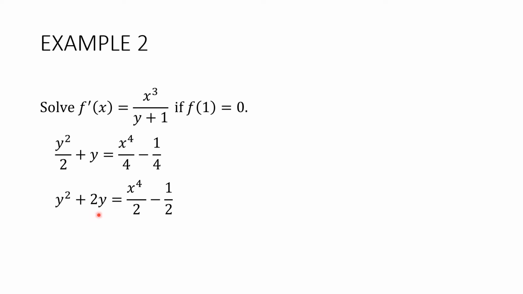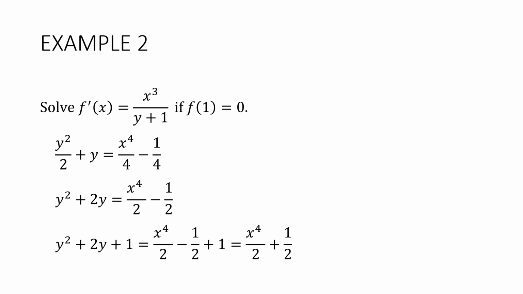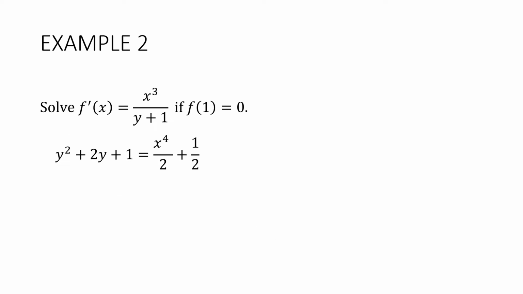Locate the term in y. The coefficient is 2. Halve it, square it, gives me 1. Add 1 to both sides. So now I can complete the square here, and just tidying this up, I'm going to get x to the power of 4 over 2 plus a half. Now completing the square, this is y plus 1 all squared, and I'm just joining this together, equals x to the power of 4 plus 1 all over 2.